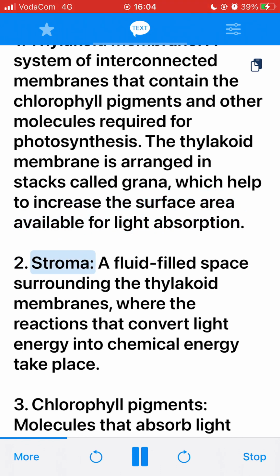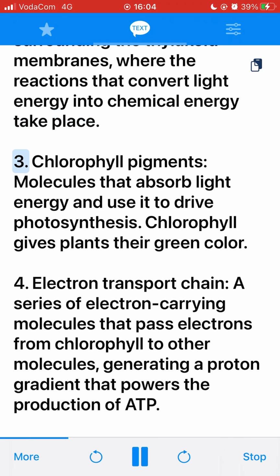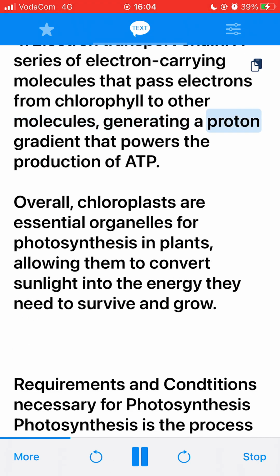2. Stroma, a fluid-filled space surrounding the thylakoid membranes, where the reactions that convert light energy into chemical energy take place. 3. Chlorophyll pigments, molecules that absorb light energy and use it to drive photosynthesis. Chlorophyll gives plants their green color. 4. Electron transport chain, a series of electron-carrying molecules that pass electrons from chlorophyll to other molecules, generating a proton gradient that powers the production of ATP.